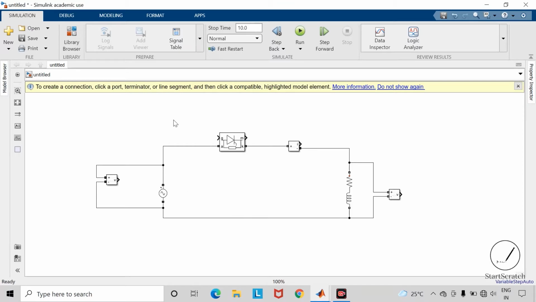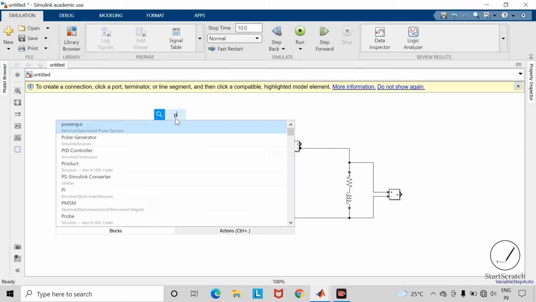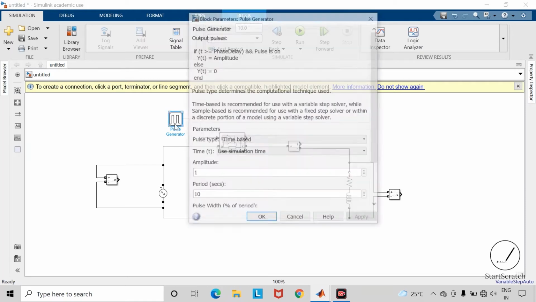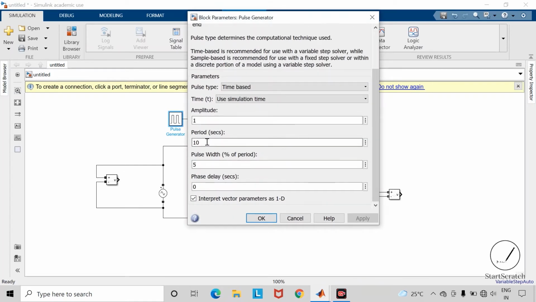Take pulse generator block. Connect it to the gate terminal of the thyristor. Now take the period as 1/50, that is 20 milliseconds. And we will first of all consider the phase angle or phase delay to be 0.